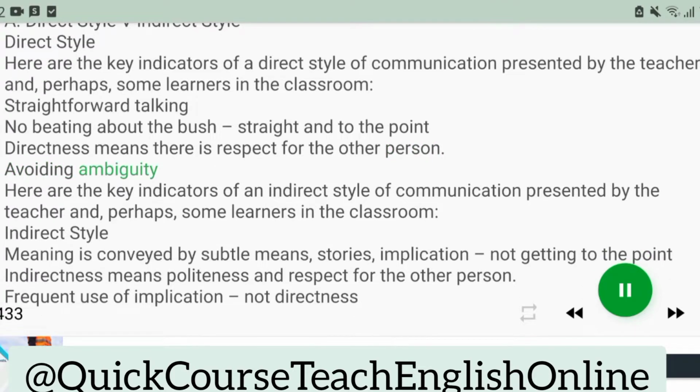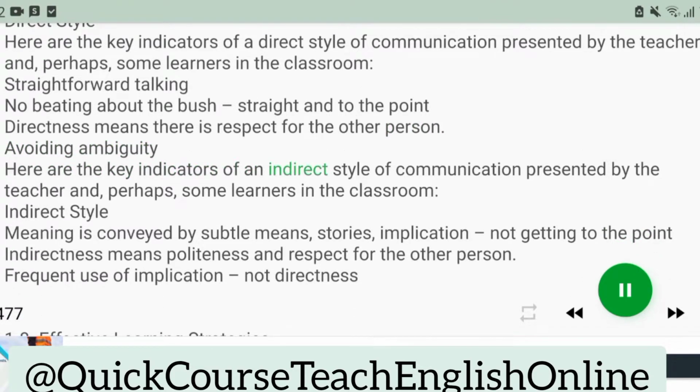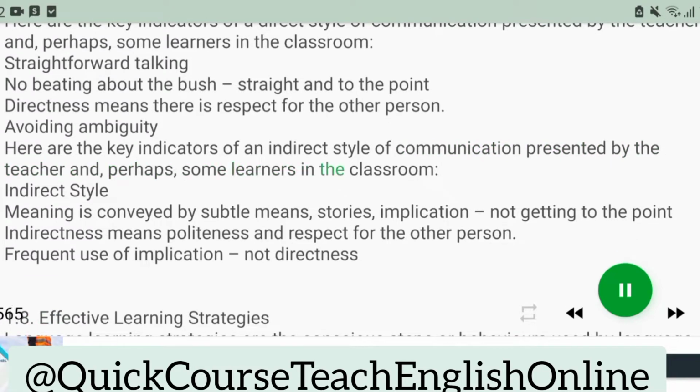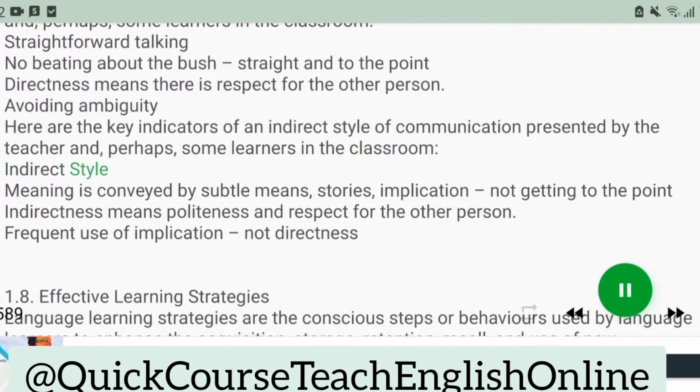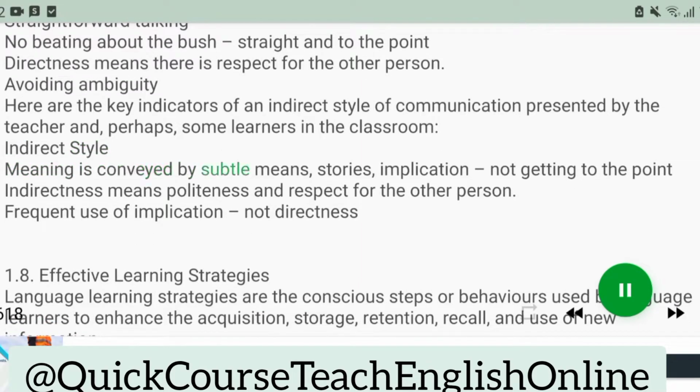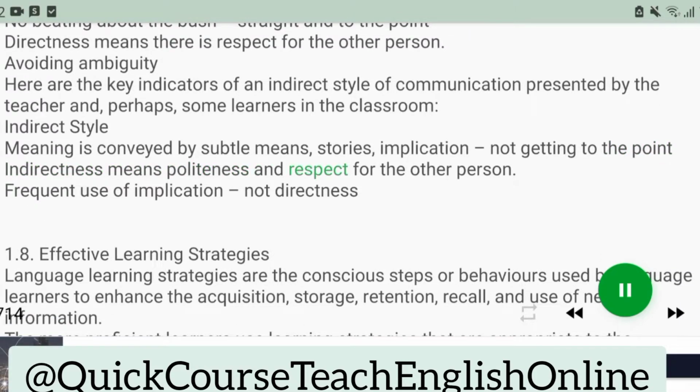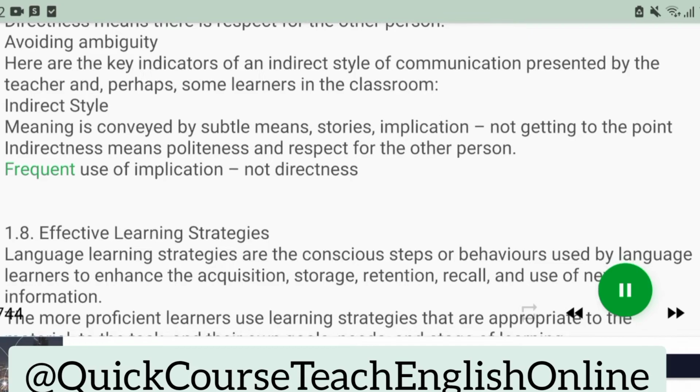Avoiding ambiguity. Here are the key indicators of an indirect style of communication presented by the teacher and, perhaps, some learners in the classroom. Indirect style. Meaning is conveyed by subtle means, stories, implication, not getting to the point. Indirectness means politeness and respect for the other person. Frequent use of implication, not directness.